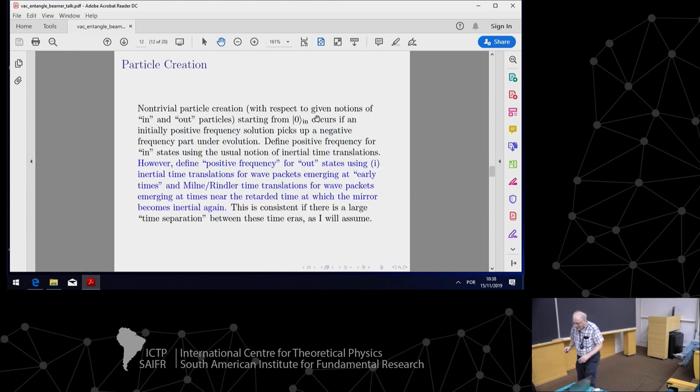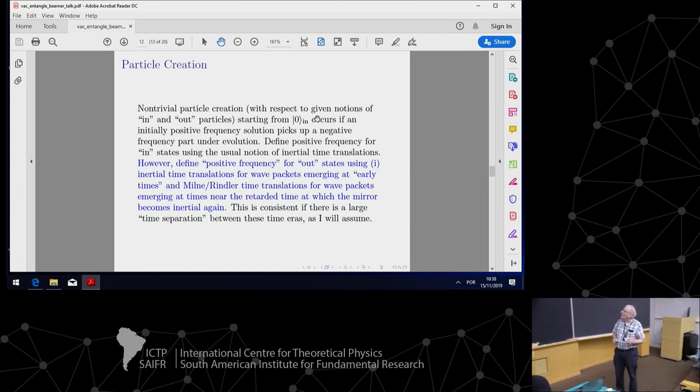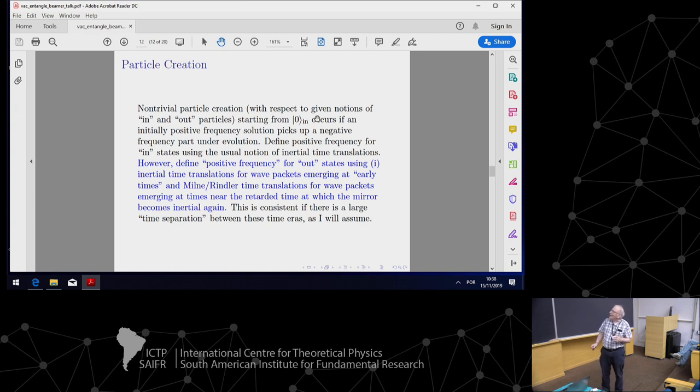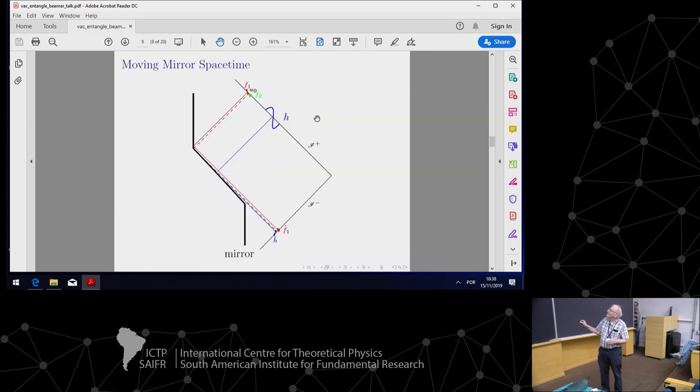We're now set to do a particle creation calculation, and here's where I'm going to take advantage of my freedom in defining particles. I want to define a notion of particles for the modes that reach Scry Plus. There's an obvious way of defining particles here, which I am going to switch to later on, which is solutions that are positive frequency with respect to ordinary inertial time translations up here. But it will be very convenient for representing the state to choose the following very unorthodox notion of particles up here.